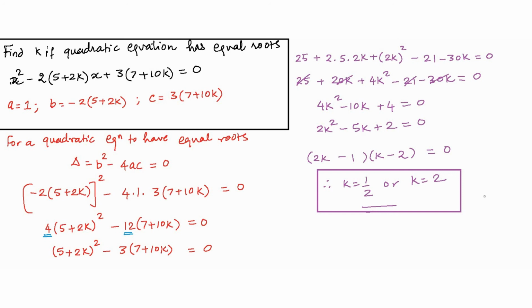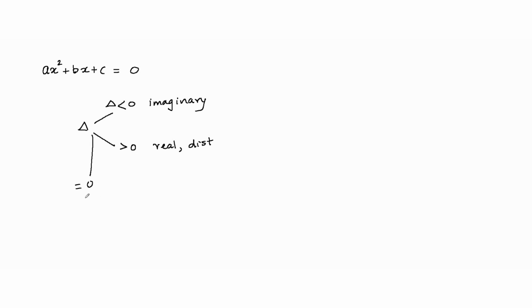Moving on to the next question. So we conclude our session over here. Let's again summarize what we have done so far. If I have a quadratic equation ax square plus bx plus c equal to 0, then if the discriminant is less than 0, I know that the roots are imaginary, right? And if the discriminant is greater than 0, I know that the roots are real and distinct. And of course, if the discriminant is equal to 0, I know that the roots are real and equal, right?